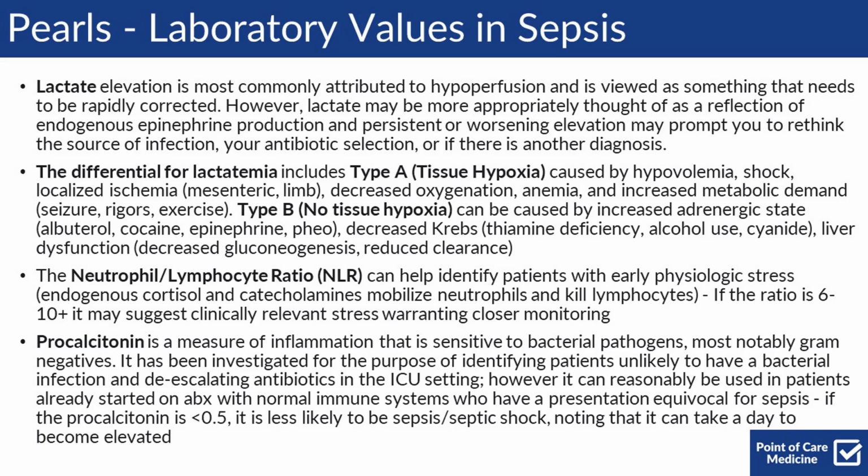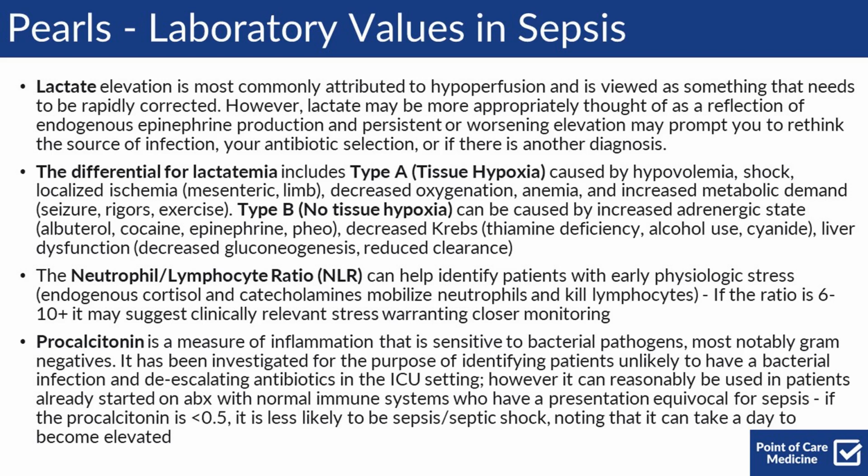Type B lactatemia, which is not caused by tissue hypoxia, can be caused by an increased adrenergic state, like albuterol, cocaine, epinephrine, or pheochromocytoma, a decreased Krebs cycle caused by thiamine deficiency, alcohol use or cyanide toxicity, and liver dysfunction, which can lead to decreased gluconeogenesis and reduced clearance.